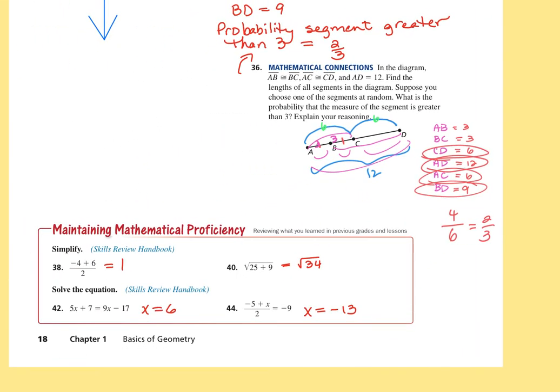All right, 38 is 1. 30 is the square root of 34. 42 is 6, and 44 is negative 13. Again, reviewing skills that we're now going to use in 1-3.